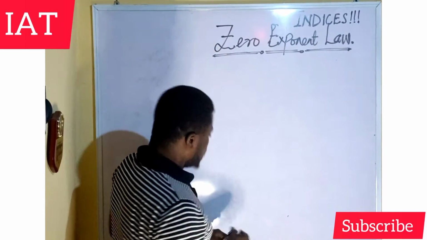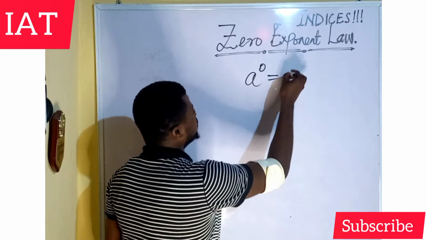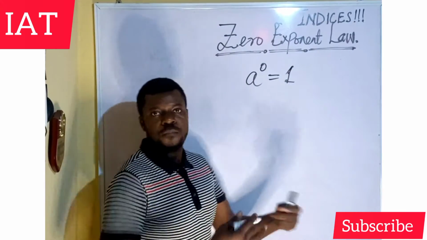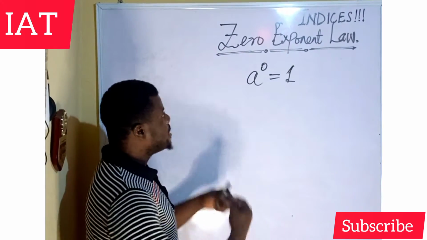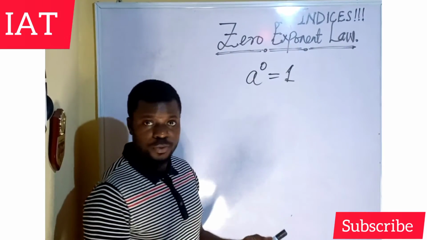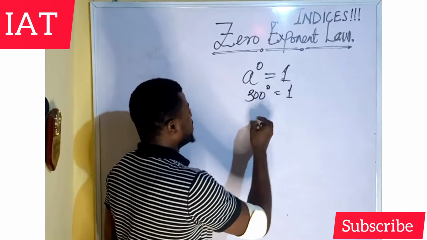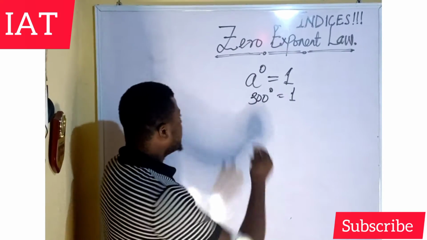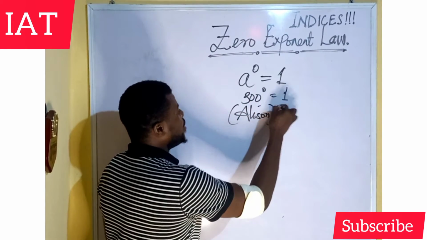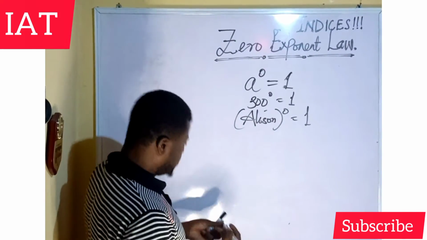In this law, we're going to discuss why a to the power of 0 is equal to 1. Or let's say anything at all, any number, any variable, any name, as much as it is raised to the power of 0, the result is 1. Why is that so? Even if I have 300 to the power of 0, the result is 1. If I have, my name is Instructor Allison, Allison to the power of 0, the result is still 1. So let's show how this is possible.